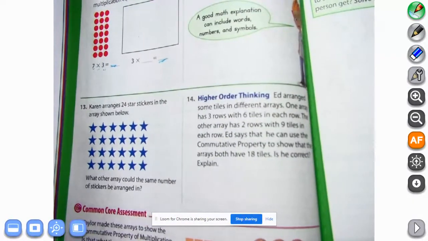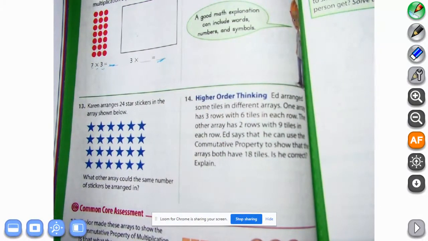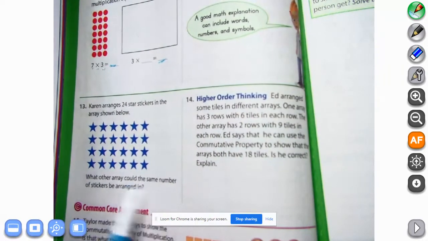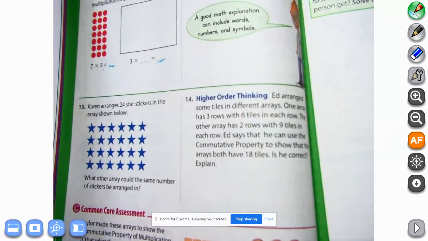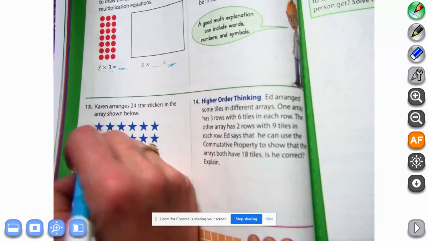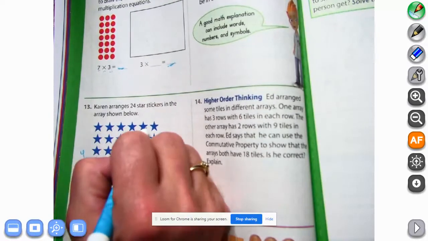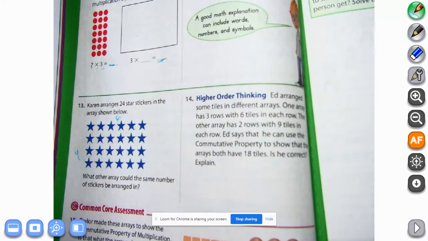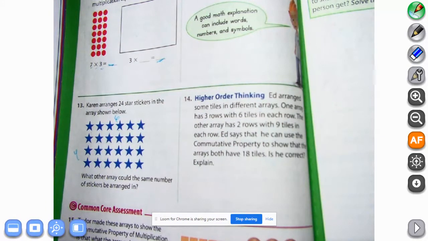Number 13 says, Karen arranges 24 star stickers in the array shown below. What other array could the same number of stickers be arranged in? So this one is arranged 1, 2, 3, 4, and 1, 2, 3, 4, 5, 6. Okay, how could you get that to 24? What's another way you could do that?